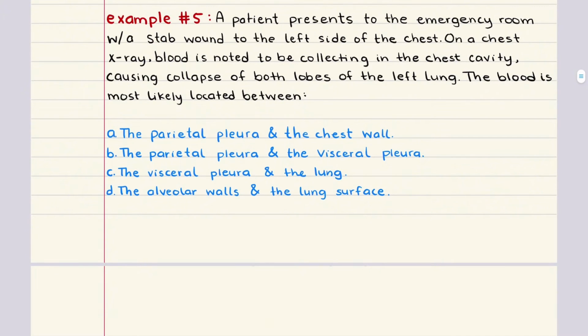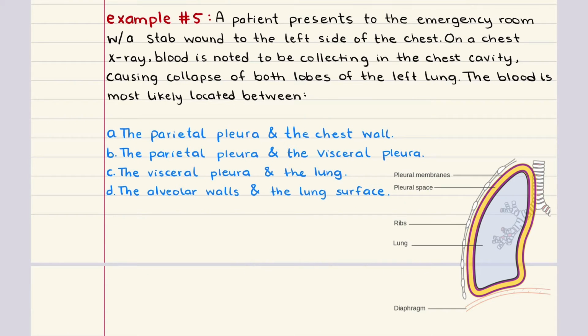Problem 5 says, a patient presents to the emergency room with a stab wound to the left side of the chest. On a chest x-ray, blood is noted to be collecting in the chest cavity, causing collapse of both lobes of the left lung. The blood is most likely located between blank. Okay, let's repeat what we know.